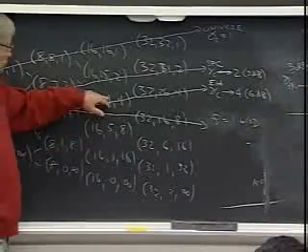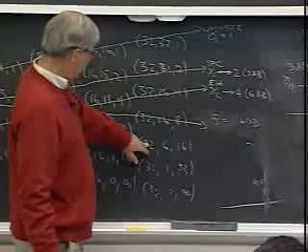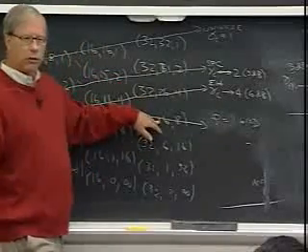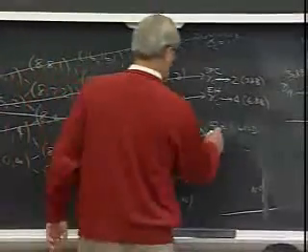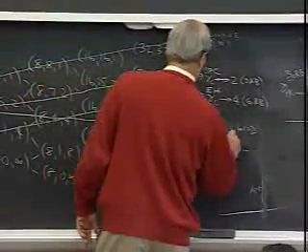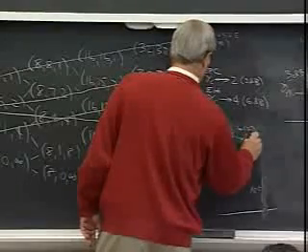This guy is the dual of this guy. This guy is the dual of this guy. And this guy is its own dual. It's a self-dual code of rate 1/2 or spectral efficiency 1. So these are self-dual codes.